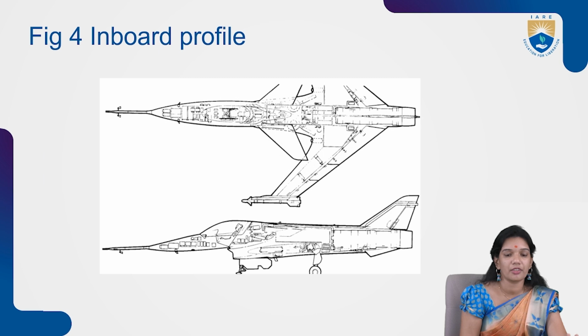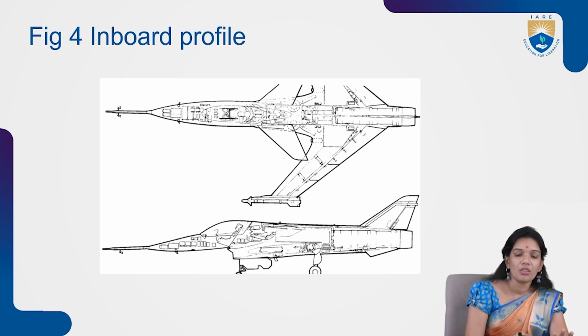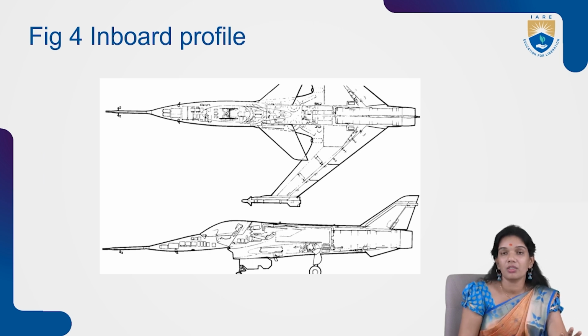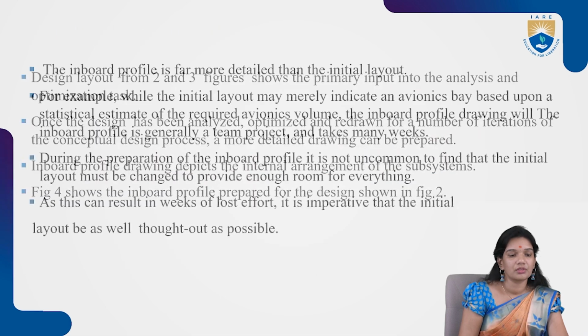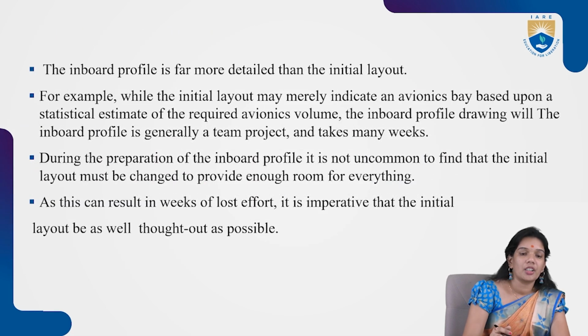Right. So this is my figure 4, where I know there is a cockpit with a fuselage, the length of it, right? Then the diameter of it, or the propulsion unit and how it is going to fit in the tail portion or the wing portion, or the landing gear portion, right? So all of them are properly arranged, the subsystems of it, right? Now I know where the subsystems are going to be fitted according to the aerodynamics aspect. So the inboard profile is more detailed than the initial layout, right?